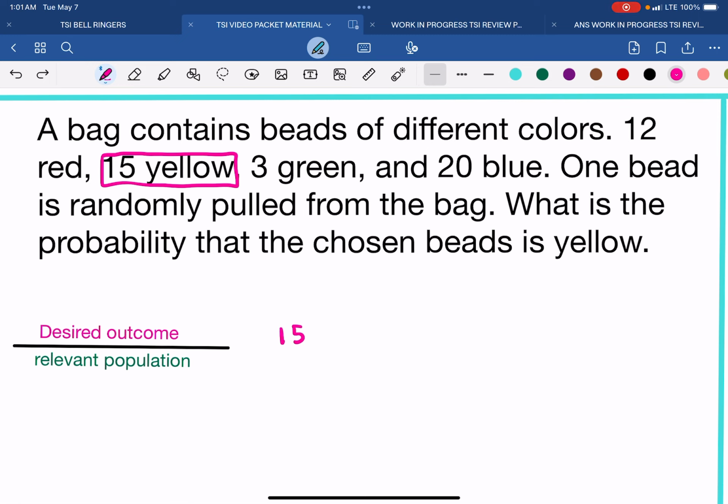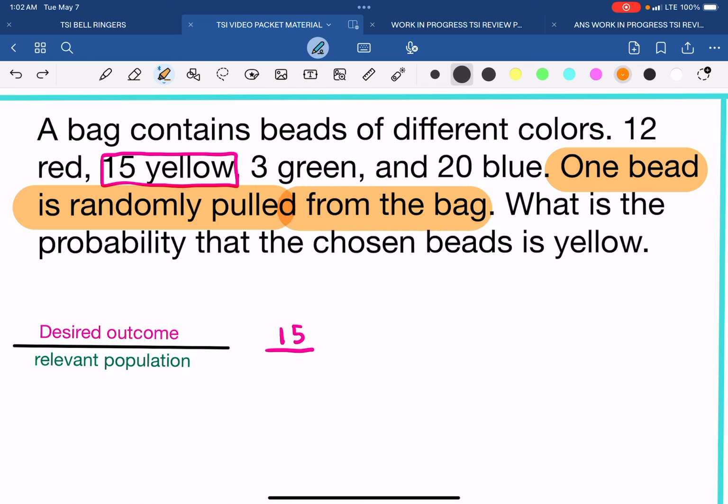Most people get that part right. Now, relevant population. What are we talking about here? This is where you have to keep in mind the information that tells them one bead is randomly pulled. Where are we pulling this bead from? From the bag. So, what is in the bag? All these beads. So guess what? We're going to have to add the 12 red, 15 yellow, 3 green, and 20 blue. And if you add them, it's equivalent to 50.